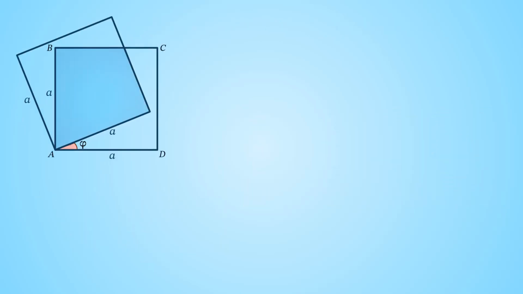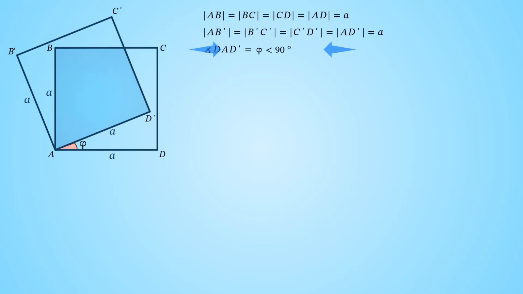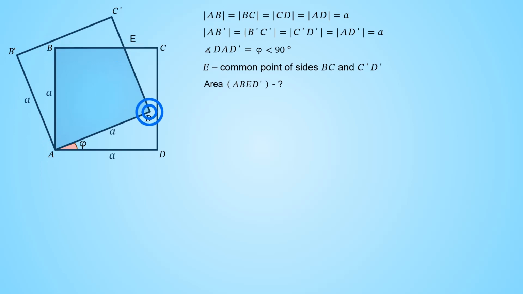So ABCD is the original square, vertex A is the center of rotation, A, B', C', D' is the rotated square. The sides of both squares have length A. The rotation angle DAD' has value phi, which is less than 90 degrees. Let E be the common point of sides BC and C'D', and it is required to find the area of quadrilateral ABED'. Let's draw segment AE.